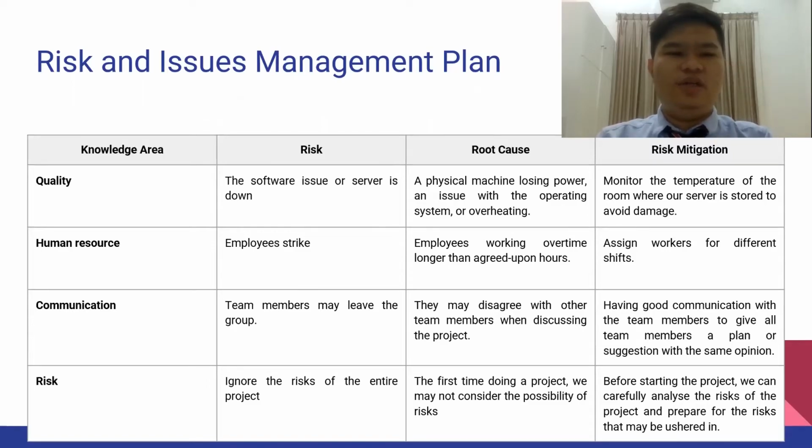And the next knowledge area is communication. And the risk is a team member may leave the group. And the root cause is they may disagree with other team members when discussing the project. And the risk mitigation is we should have good communication with the team members, to give all team members a plan or suggestion with the same opinions.